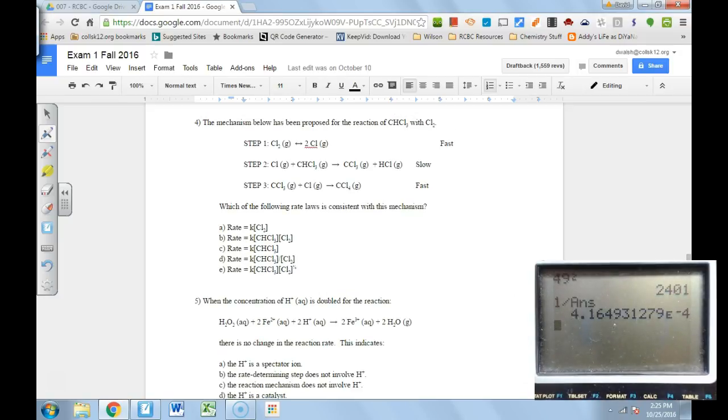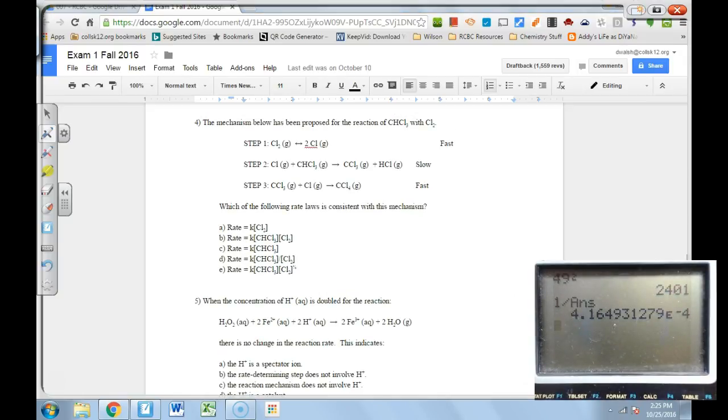Okay, so this one is a little tricky. It says the below mechanism is proposed for this. Here's the mechanism, and this is pretty well studied, and this is probably the way that this goes. Remember that the rate law has to be consistent with the slow step. And so in this case, the rate law is going to be consistent with these two things.